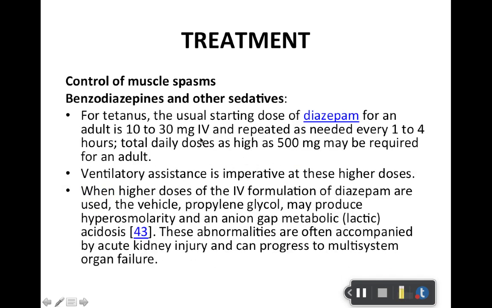Here's the starting dose, and diazepam can be given IV for a quicker onset, or PO too if they need to be on it a little bit longer. But you need to be mindful that you do need ventilatory assistance, especially at higher doses, because the benzodiazepines can cause problems breathing. So that's something to think about.